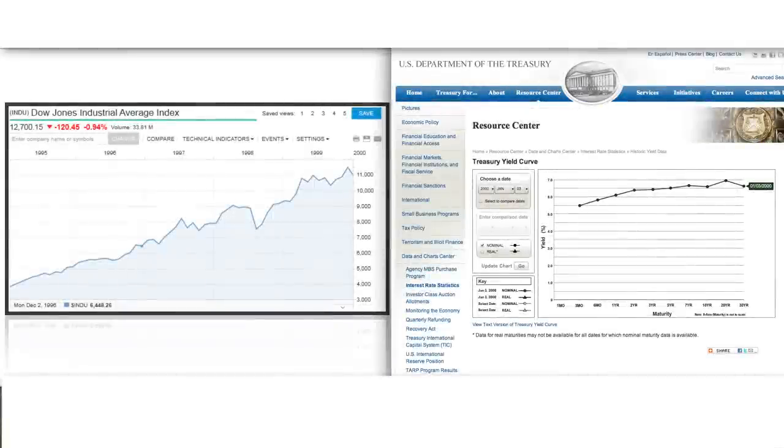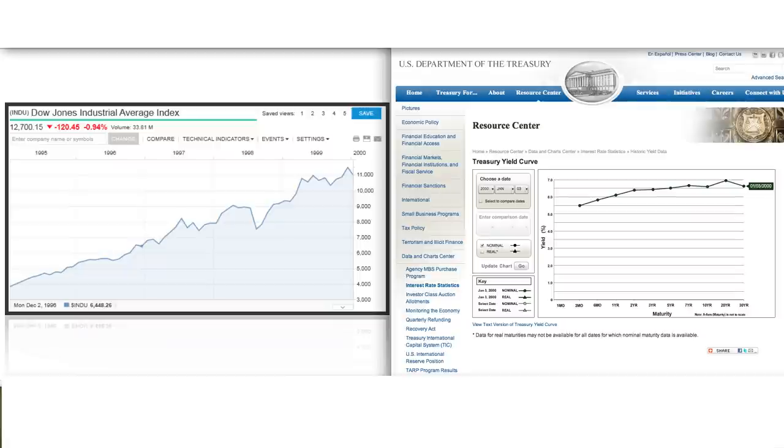As you can see, I've got the screen split in half here. I have the U.S. Department of the Treasury pulled up on the right-hand side, and I have the Dow Jones from 1995 up to 2000. If you don't remember that era, during that time the economy was going through a boom due to the internet. And around 2000, we saw the peak of the internet bubble.